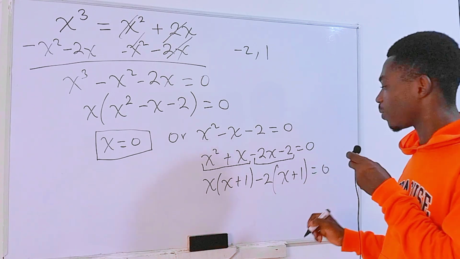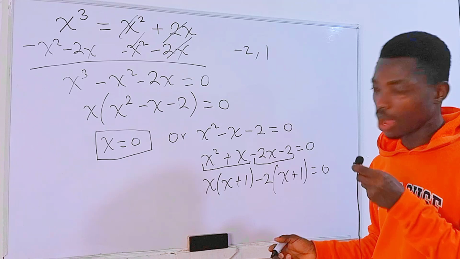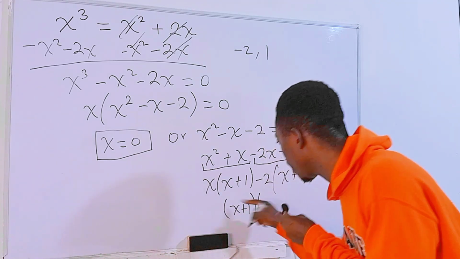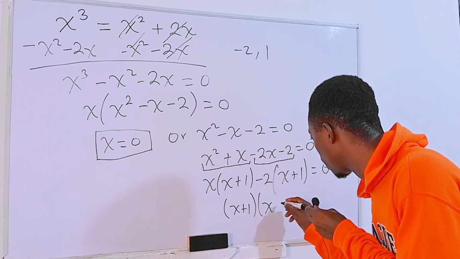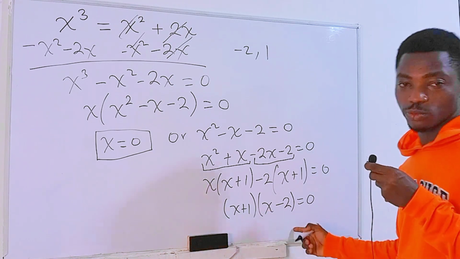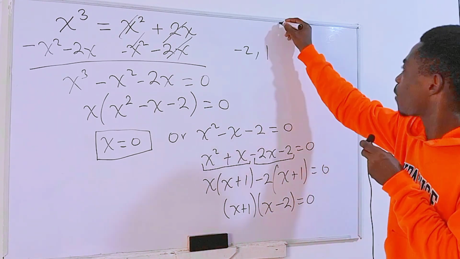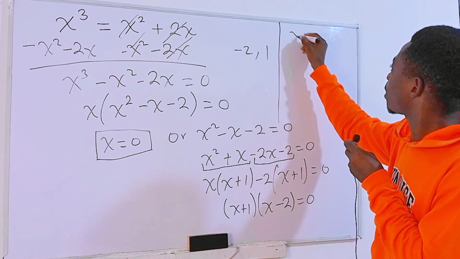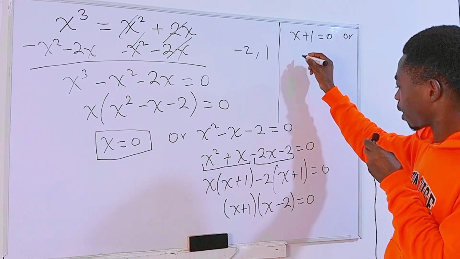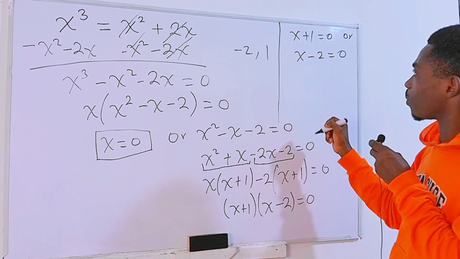And this is 0. We see that x plus 1 is common, so we can also take that one out, so that we will have x plus 1. Then here we'll be left with x, and here we'll be left with -2. And this is 0. Product of two factors, we can also form two equations out of this. The first one is going to be x plus 1 is equal to 0. Then the second one is going to be x minus 2 is 0.